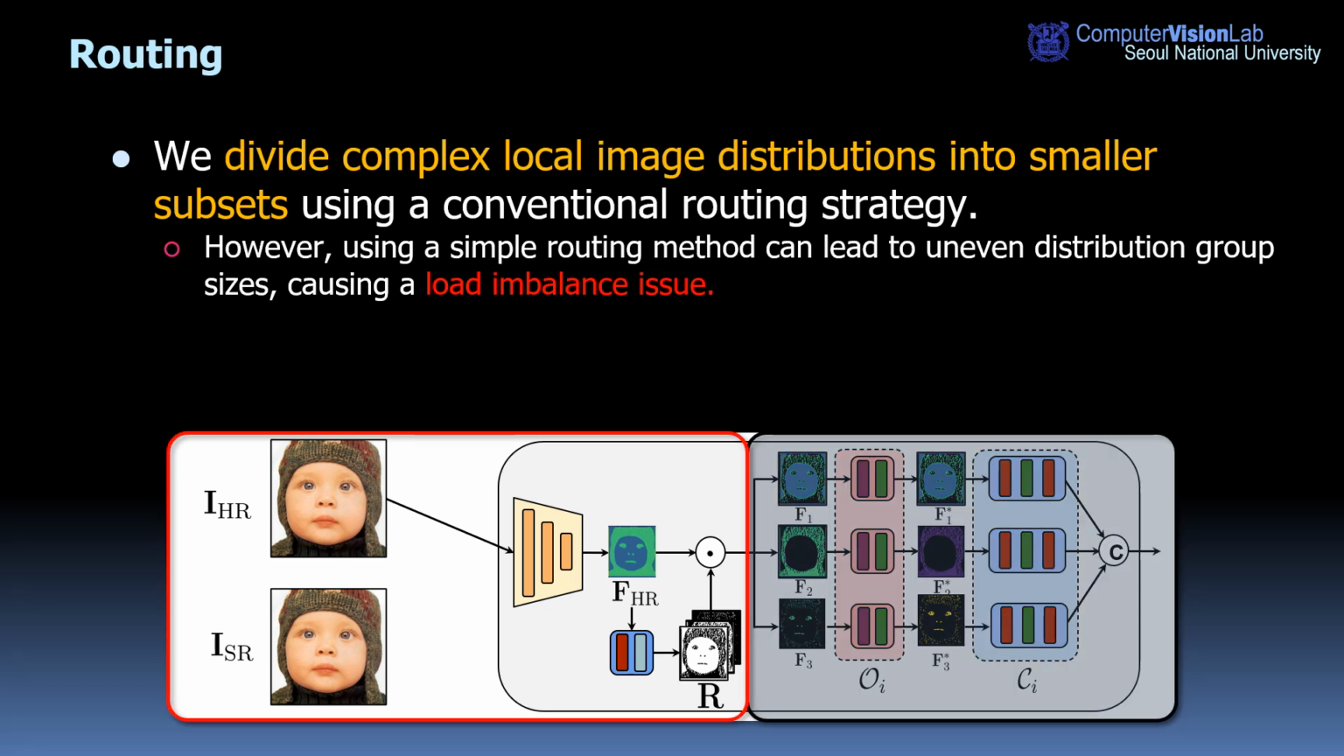To begin with, we use the basic routing module commonly employed in MOE to segment local texture into smaller subsets. This involves combining a convolution module and transforming it into a one-hot vector using Gumbel softmax. However, the straightforward application of this approach can result in certain subsets containing either too little or too much information, leading to a load imbalance problem. This issue, known within the MOE community, can deteriorate the overall performance of the mixture architecture.